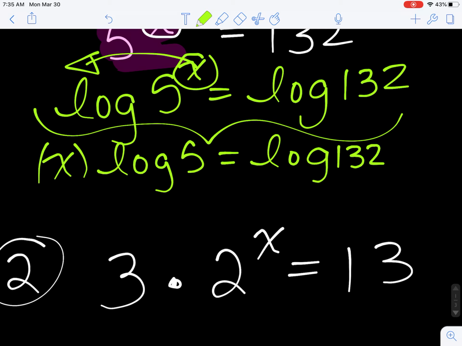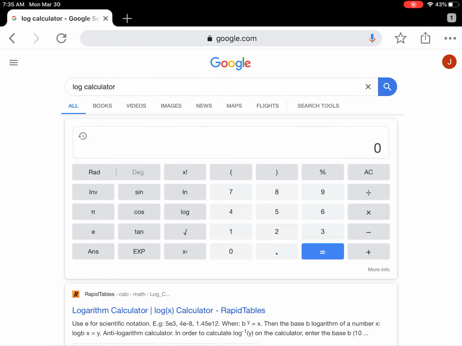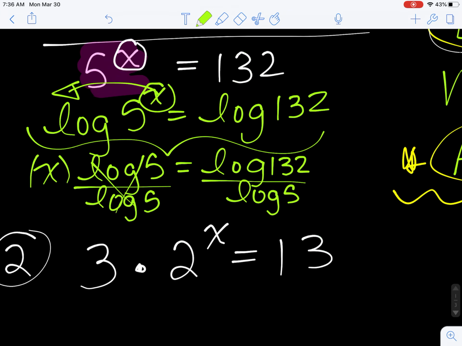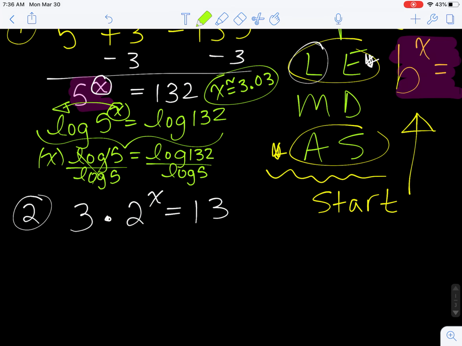To get x by itself, we need to do the opposite of multiplying x times log 5. So we're going to divide log 5 to both sides. You need to open up a calculator that has a log function, and I simply am just using one online here. So we're going to do log 132, close your parentheses, divided by log 5. Press enter, and we get an answer of approximately 3.03. That's what we'll write down. So we'll say x is approximately 3.03. So we're doing PEMDAS backwards to work ourselves up to the exponent.